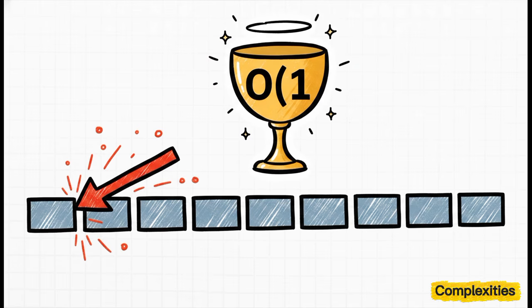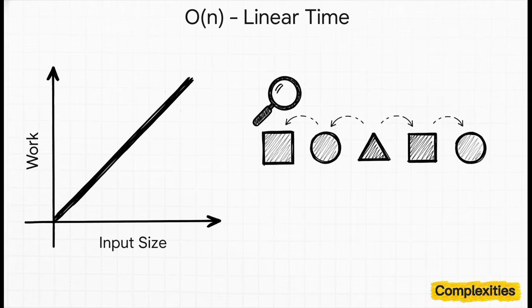Let's start with the best of the best, O(1), or constant time. This is pretty much the holy grail of efficiency. It means your algorithm takes the exact same amount of time and space, no matter how big the input is. Think about accessing a single item in an array by its index. It's just one step, whether the array has 10 items or 10 million.